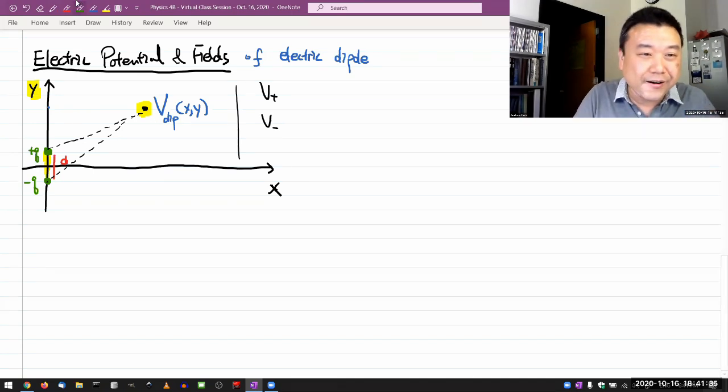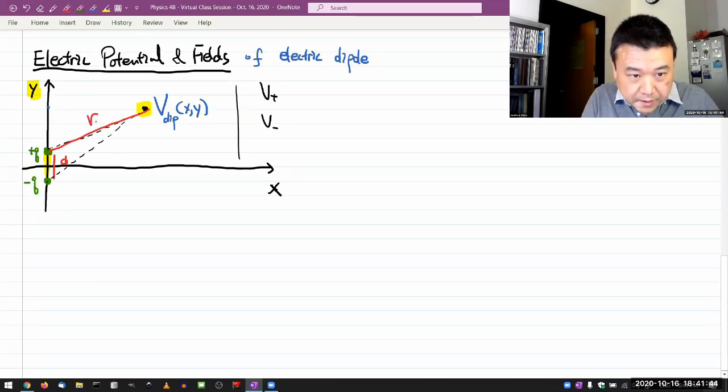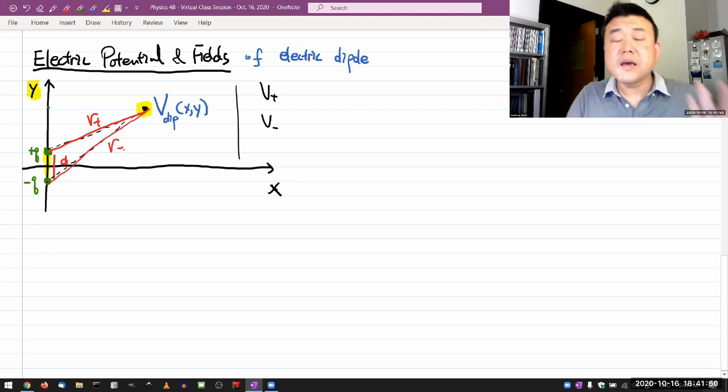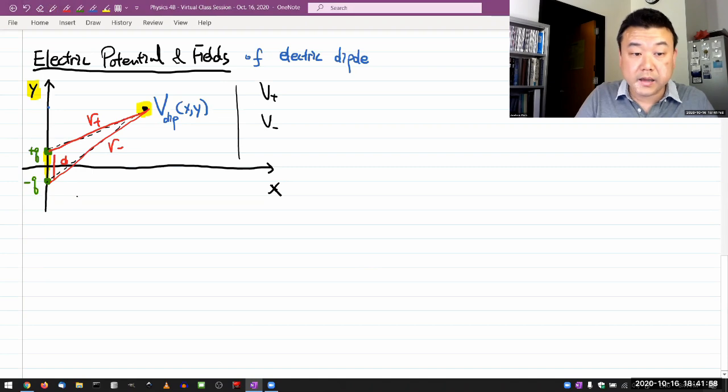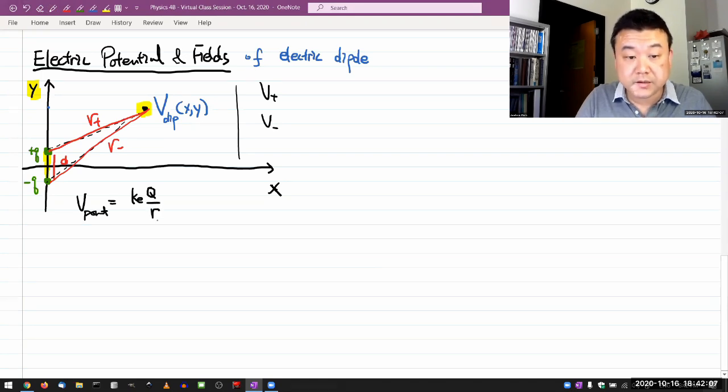One thing I do need to figure out is the distance. So there's this distance r plus, and there's this distance r minus. And I do need to figure that out because this is the formula I'm going to be relying on: the electric potential due to a point charge is the Coulomb constant times the amount of charge divided by the distance. And this distance is the distance from the charge to the point where I'm calculating the potential. So let me figure out those two quantities.